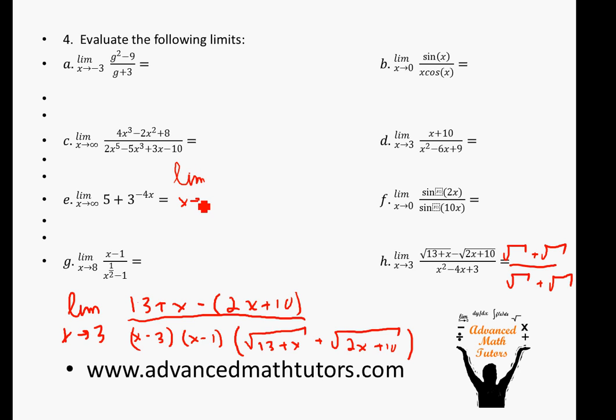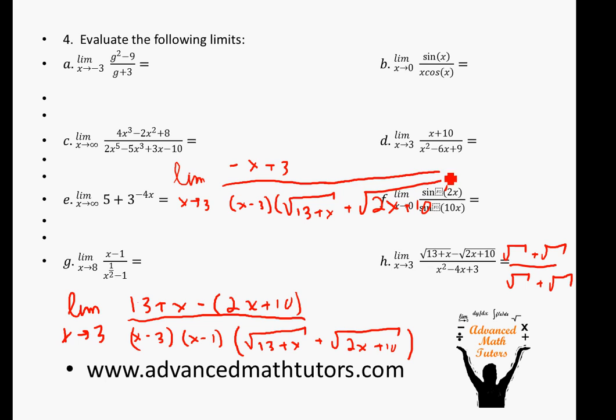We're going to have the limit as x is going to 3 of negative x plus 3 over x minus 3 times all this stuff here. I can't really fit it in, I'll write it anyway. 13 plus x plus square root, I'm going to write over top of this stuff, 2x plus 10. There we go. So we got one big fraction, the same thing as this down here, I just simplified it.